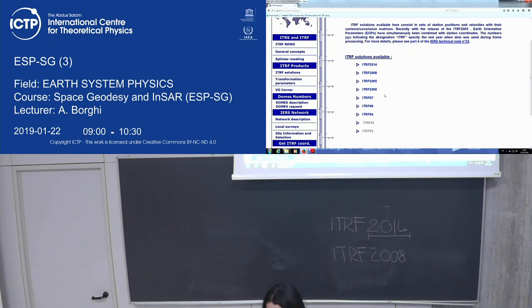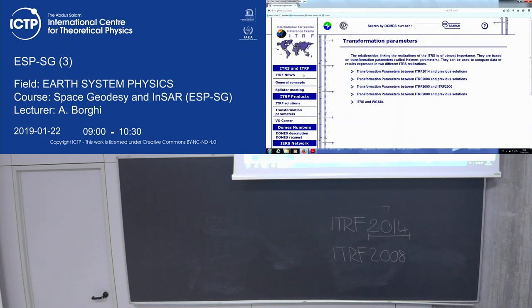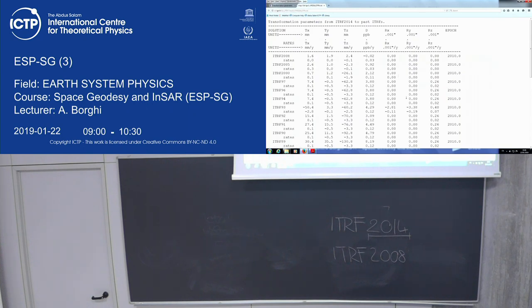So over time we change the reference frame. When we speak about GPS time series analysis, we will see again this concept: I can move from one reference frame to another reference frame using the transformation parameters between ITRF 2014 and previous solutions. We are going to see this in the lesson about GPS time series, but you have to see that our frame is like a rigid solid.